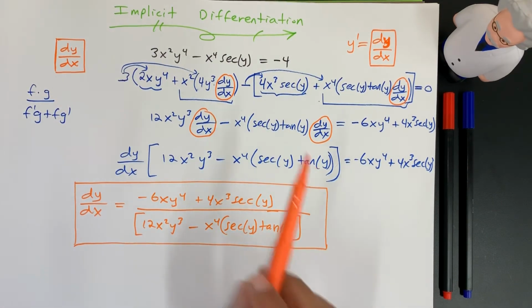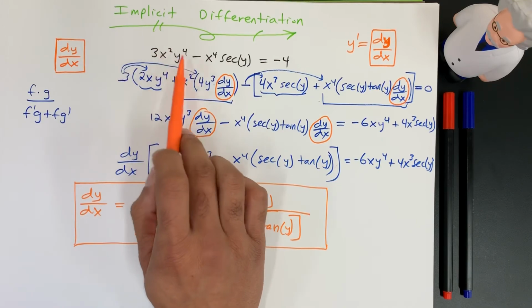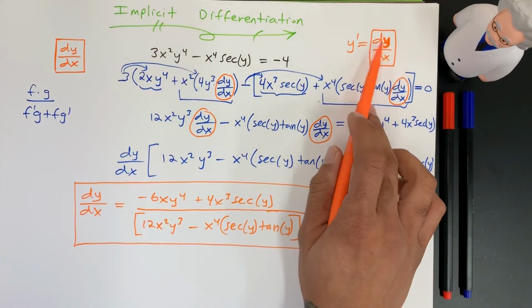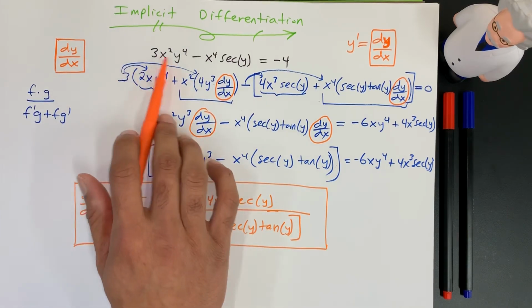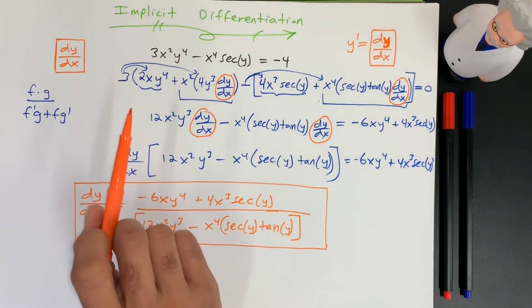So our objective is to just watch out. Every time we take the derivative of y, we need to write dy dx right after that term. And wherever we have an x and a y, we need to do the product rule. Okay?